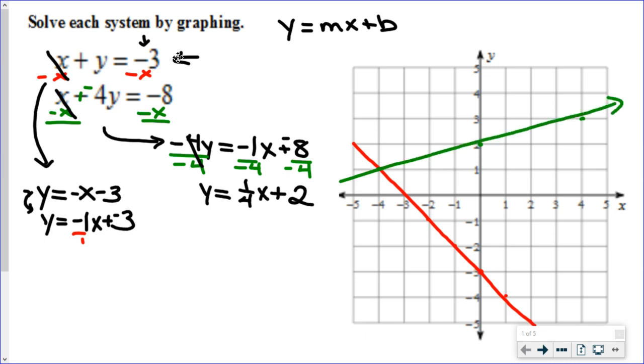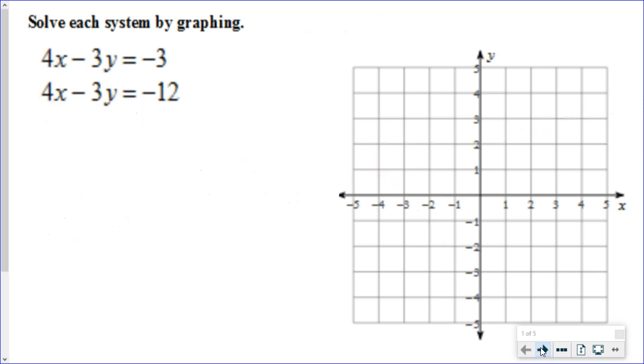What is my solution? My solution is this point right here where the two lines cross, and that is at negative 4, 1. So back 4, up 1. So that blue ordered pair is actually my solution. Okay, take a look at that. Copy it down for your notes if you want it. Okay, next one. Here we go.